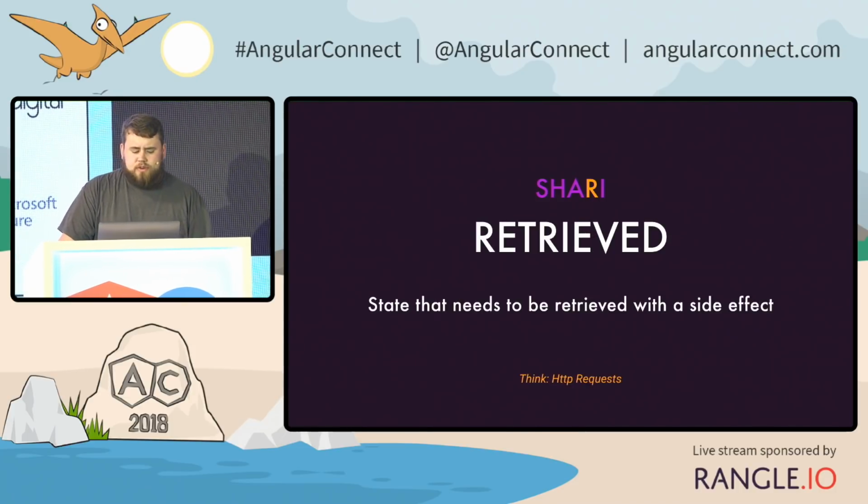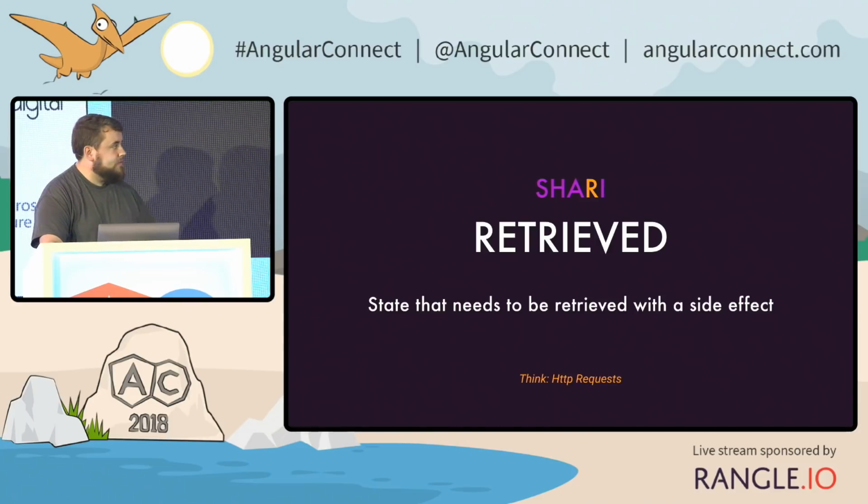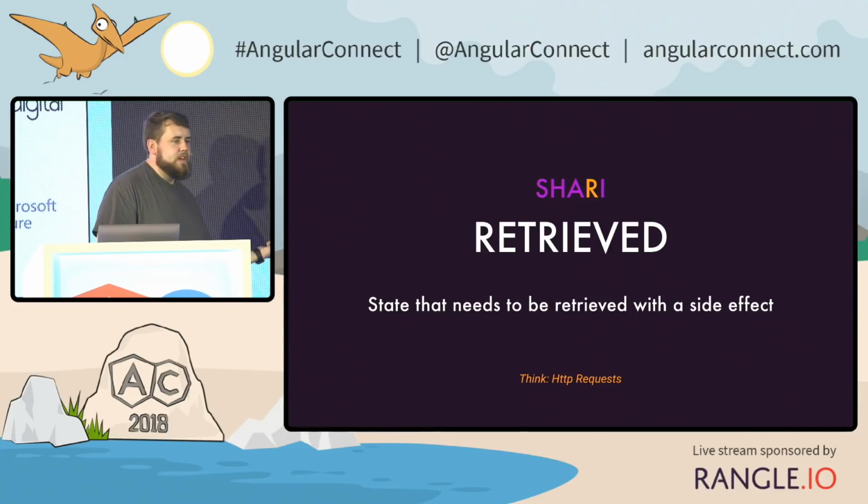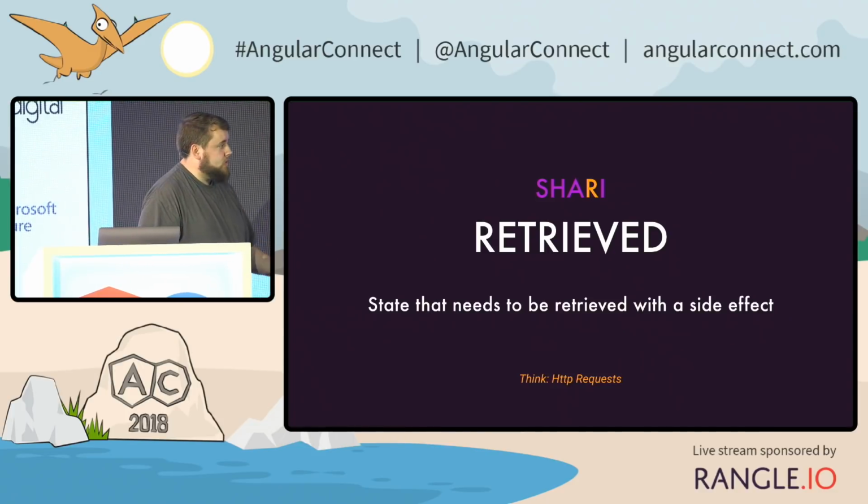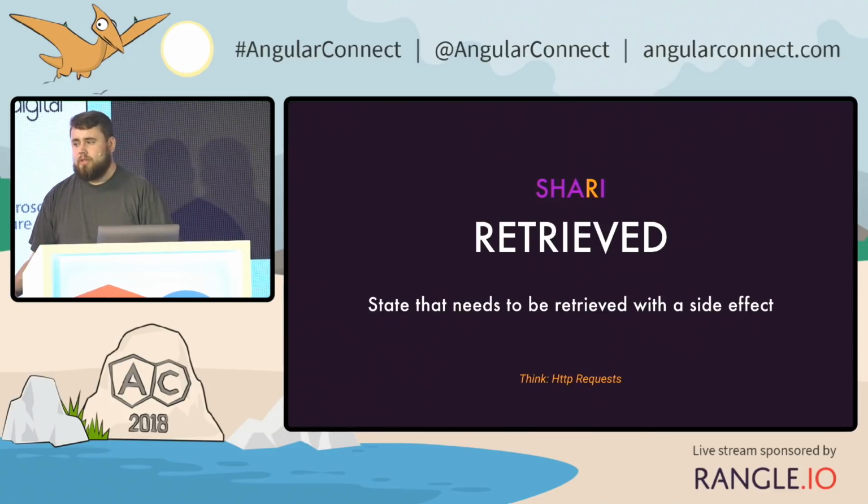The R stands for retrieved, or any state that needs to be retrieved with a side effect. The easy one here is an HTTP request. If you want to save the result of an HTTP request, the store is a great mechanism to keep that state and not have to reduplicate that HTTP request again in the application's lifecycle.